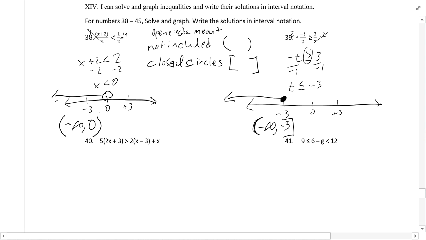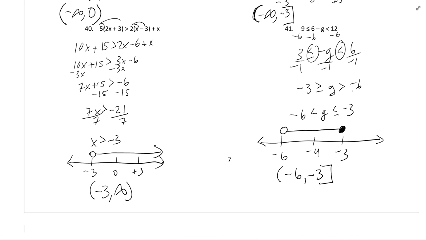Okay, I want you to pause the video and try to do 40 and 41 and see if you can write the interval. Okay, so let's see how you did. So with this one, 40, once we solved it, we should have got this. X is greater than negative 3. So it means I put an open circle over negative 3, and this time greater than everything to the right.